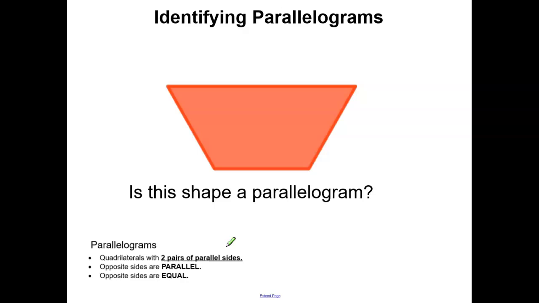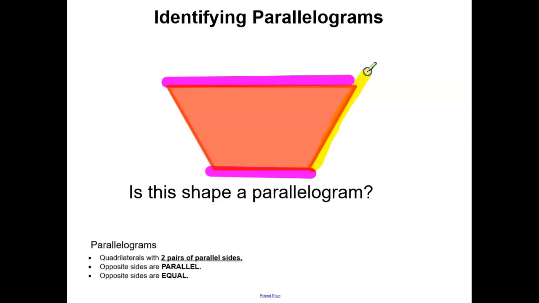Well, let's check. I'm going to highlight this side first. Oh goodness, I might have to, oh, it fixed. Let's look at its opposite side. Are those two sides parallel? Yes. So it has one pair of parallel sides. Let's test the other sides to see if their opposite sides are parallel. Okay, so there's one side.